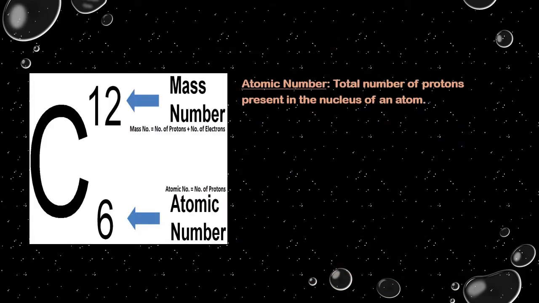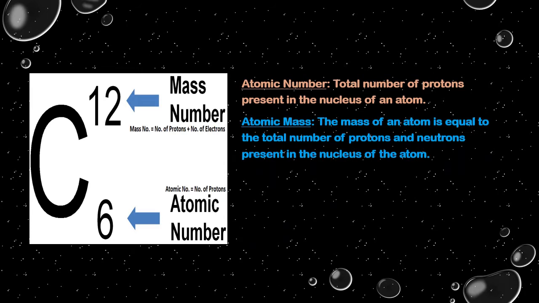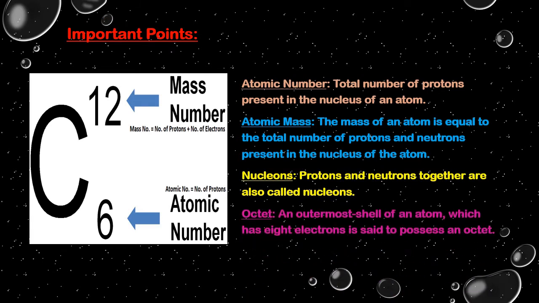Important points. Atomic number: total number of protons present in the nucleus of an atom. Atomic mass: the mass of an atom is equal to the total number of protons and neutrons present in the nucleus of an atom. Nucleons: protons and neutrons together are also called nucleons. Octet: an outermost shell of an atom, which has 8 electrons, is said to possess an octet.